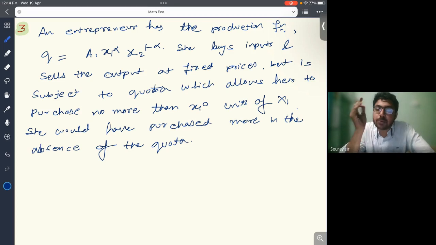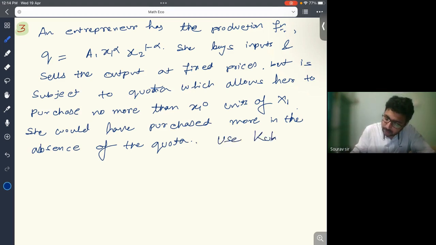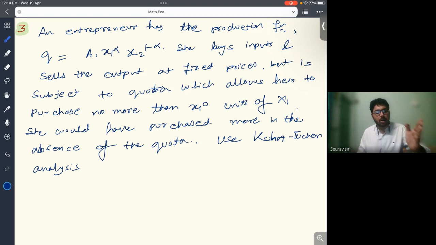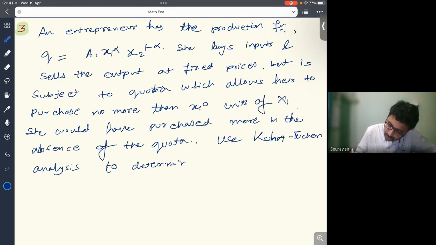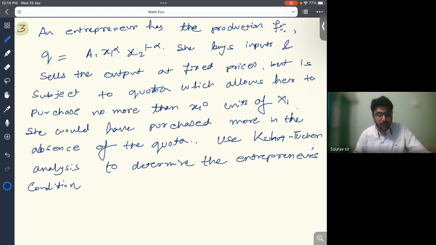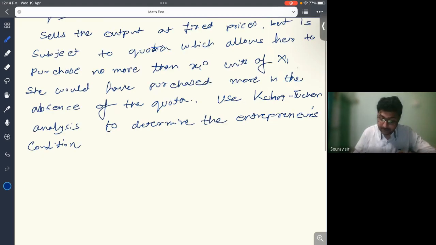As per the question, we have to use Kuhn-Tucker analysis to determine the entrepreneur's condition for profit maximization.